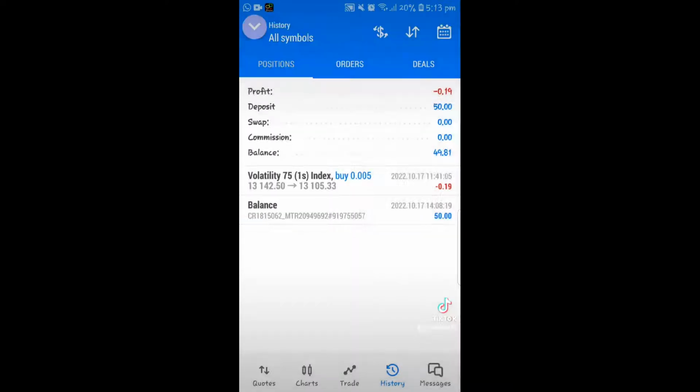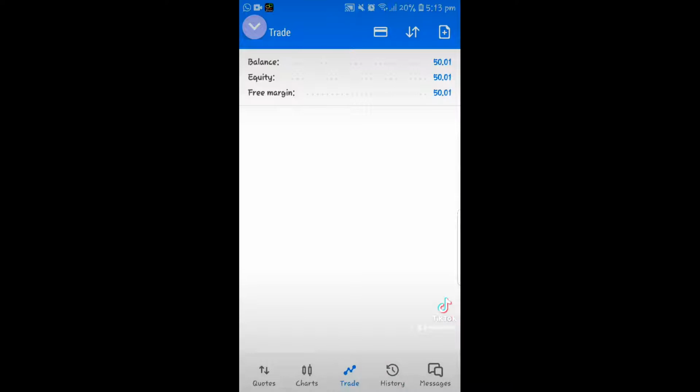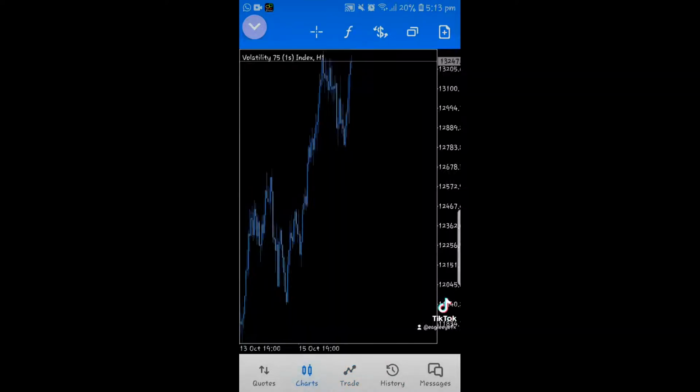So as you can see, this is actually a Deriv real account, synthetic account. So we are actually on 50, no trades open. So we want to see if we can be able to get some trades and flip this account.